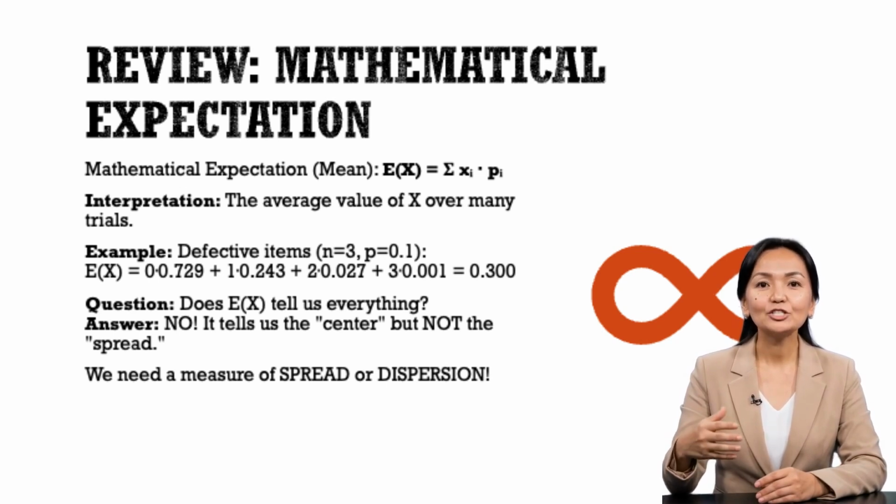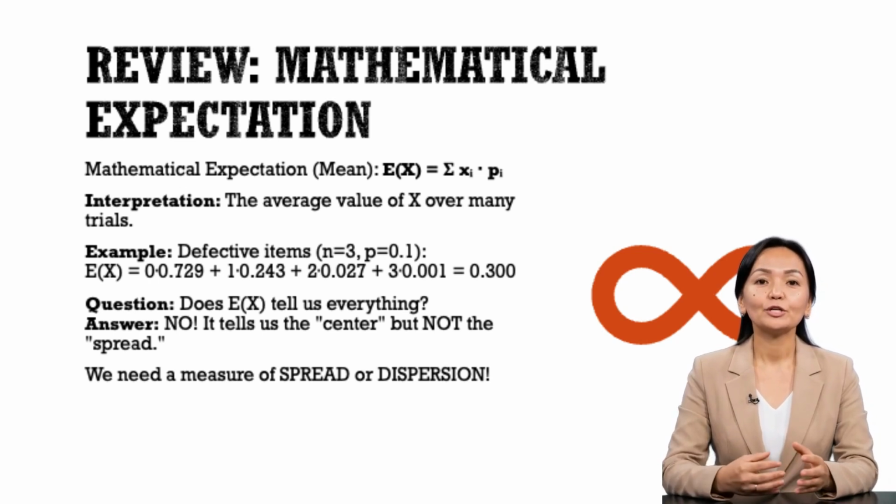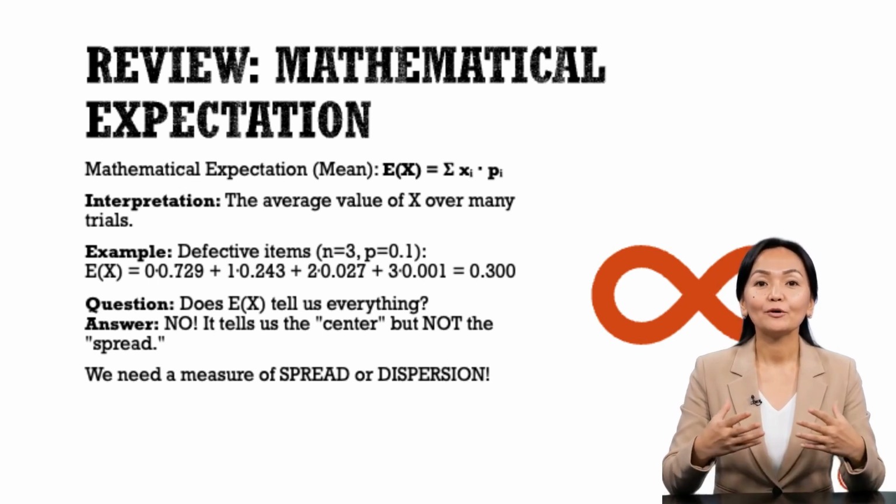But now here's the crucial question. Does the expectation tell us everything we need to know about the random variable? The answer is absolutely not. While expectation gives us the center of the distribution, it tells us nothing about how spread out or how variable the values are. This is why we need a measure of dispersion.